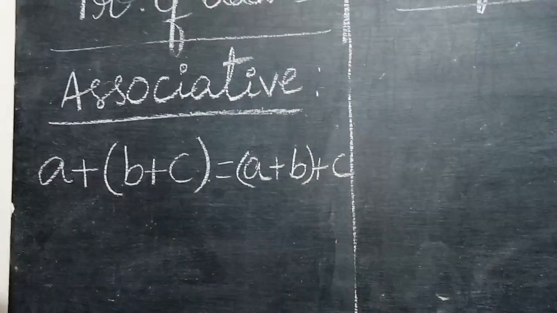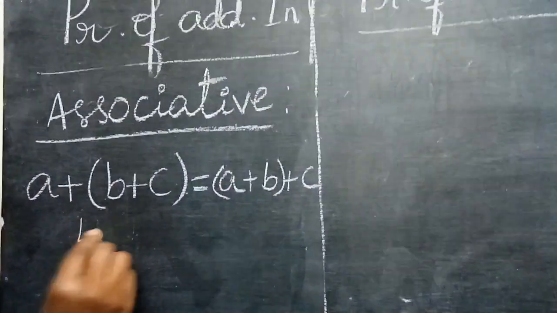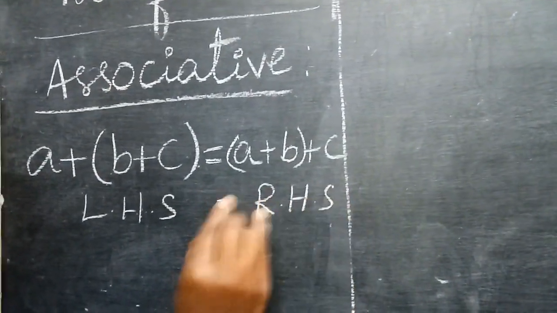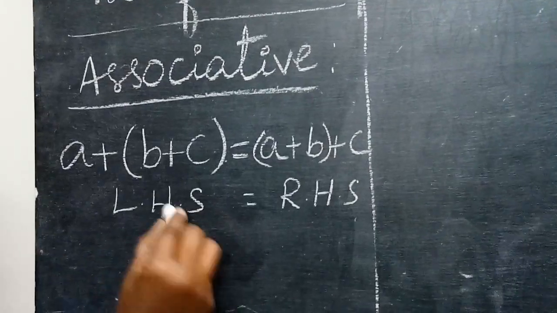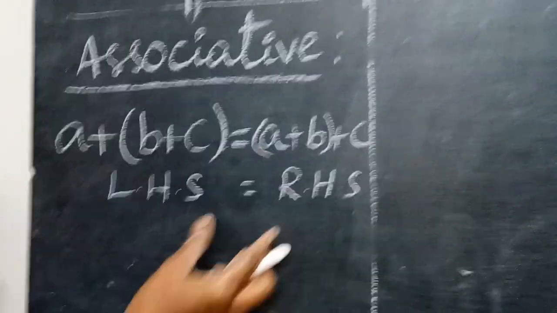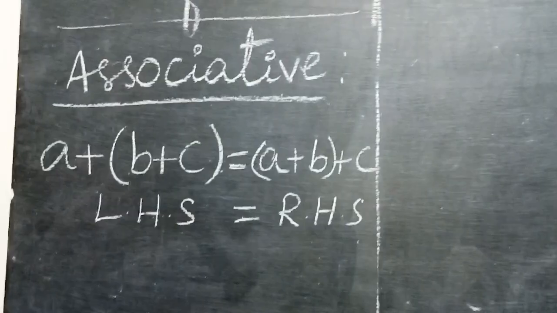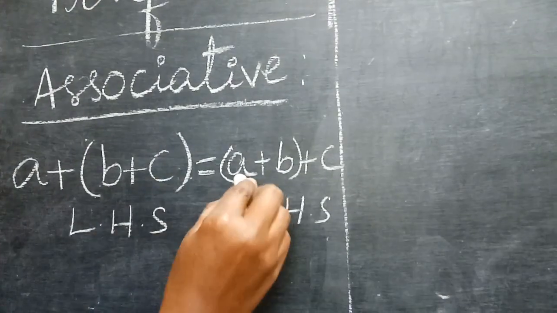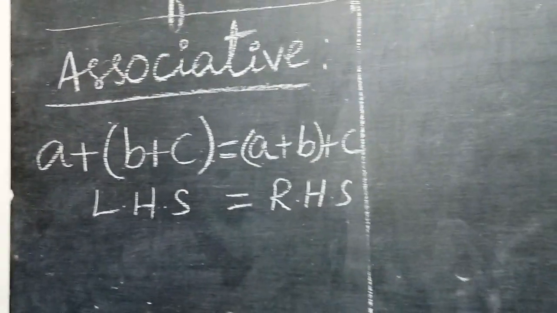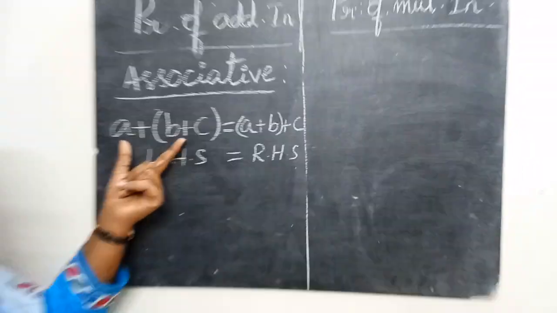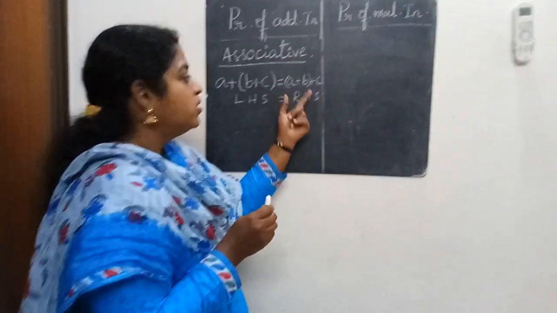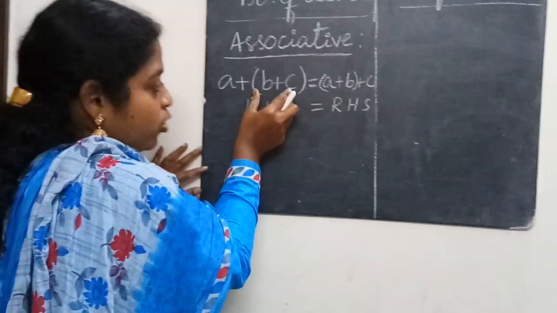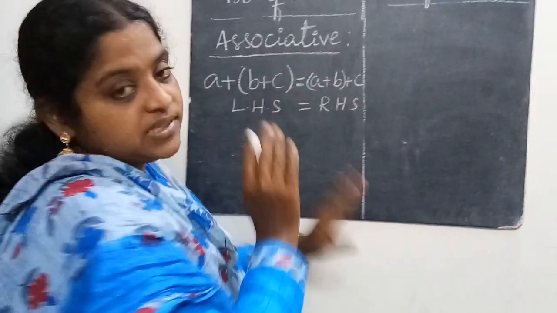What is the difference? The equal to symbol is there, means LHS should be equal to RHS. What is LHS, children? Left hand side, and RHS right hand side. So these two should be equal. But here you can see that groupings are different. B and C are one group here, and A and B are one group here. So you can see A plus B plus C is equal to A plus B plus C.